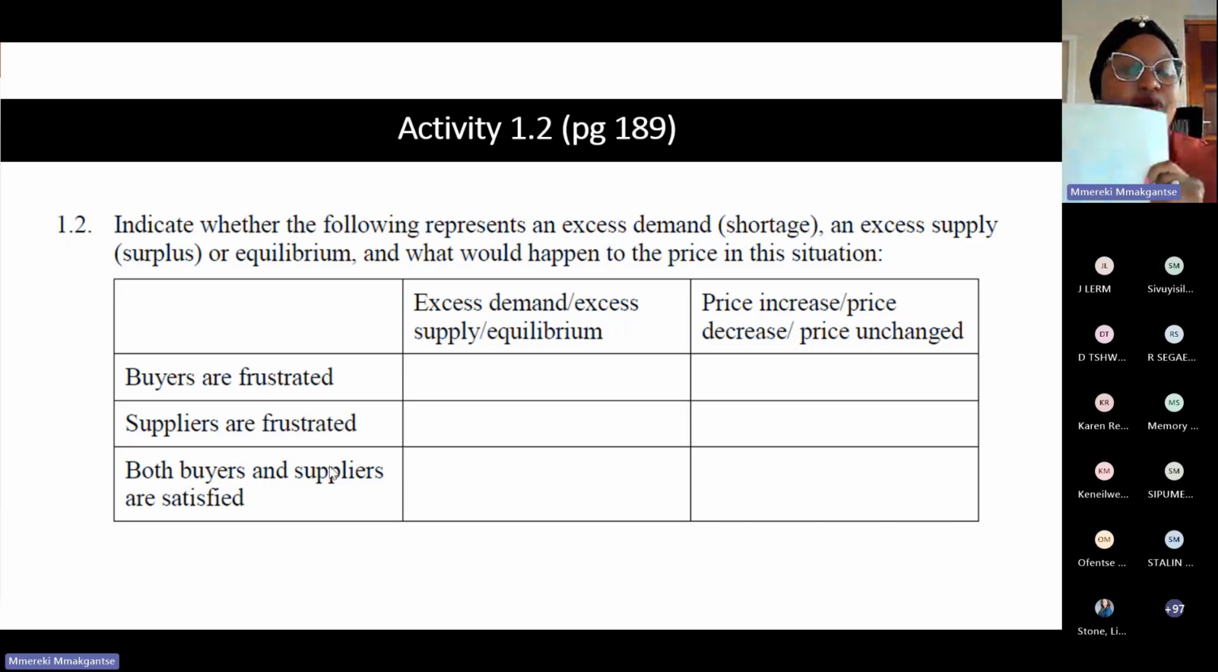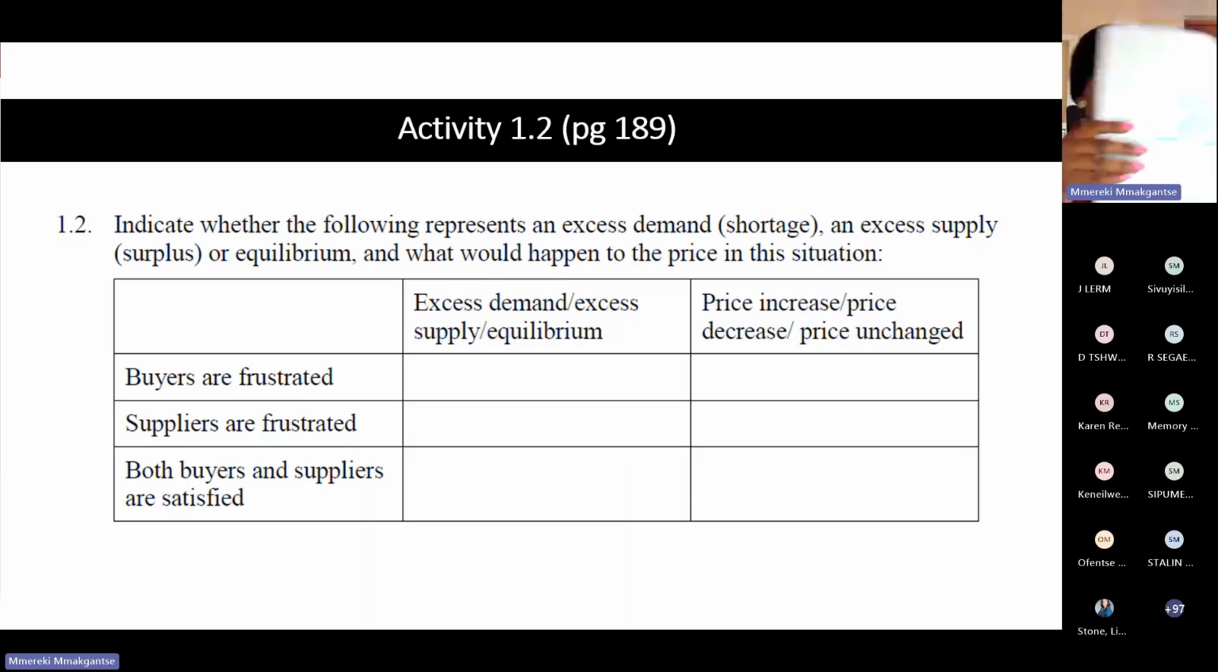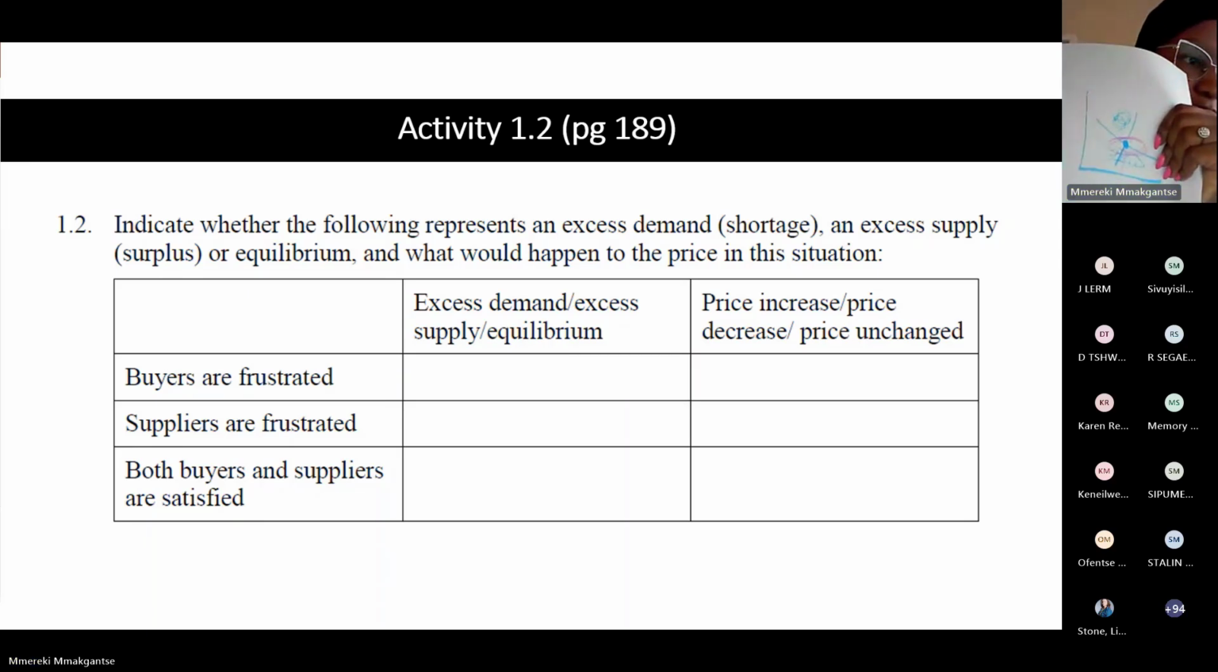Right. Now, the next question says, if both suppliers and buyers are satisfied, what do we have? Do we have excess demand? If we are at this point, if everyone is satisfied, everyone is like, woohoo! Perfect. We are at equilibrium.